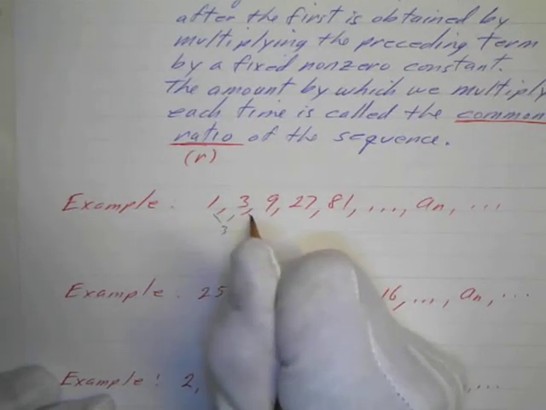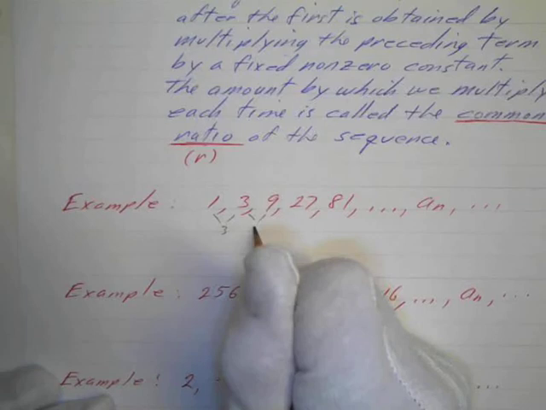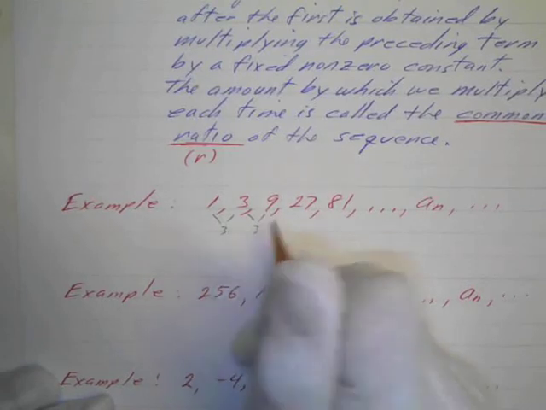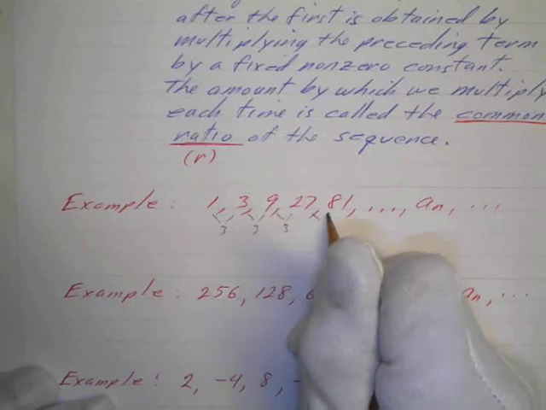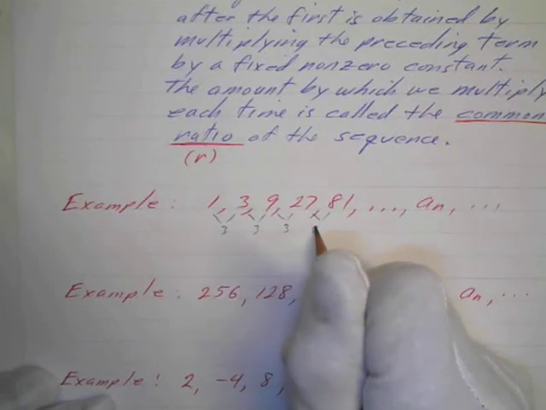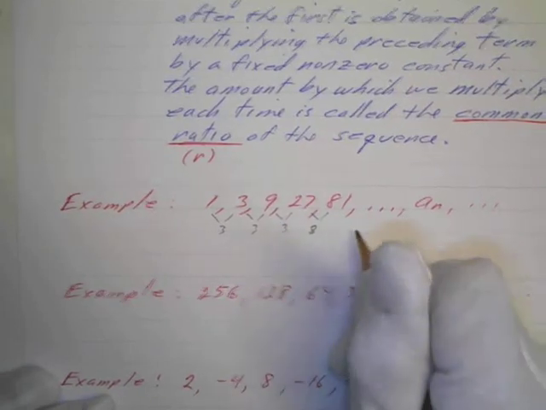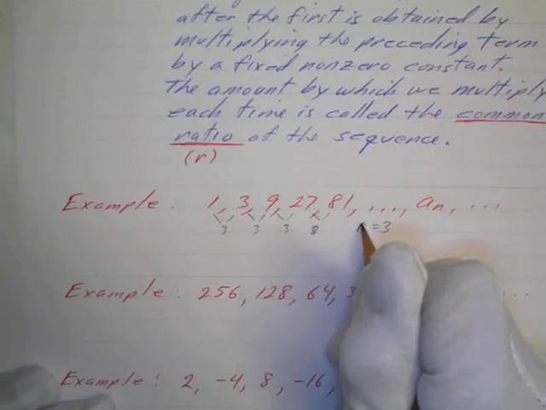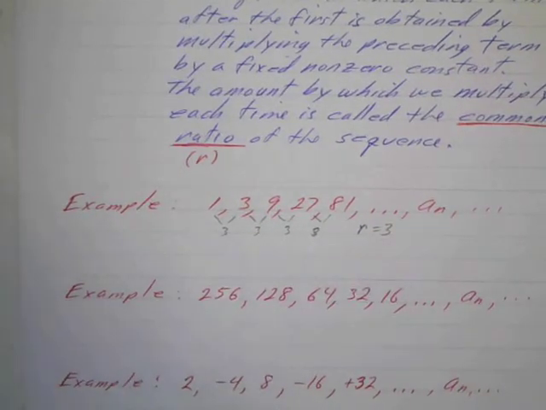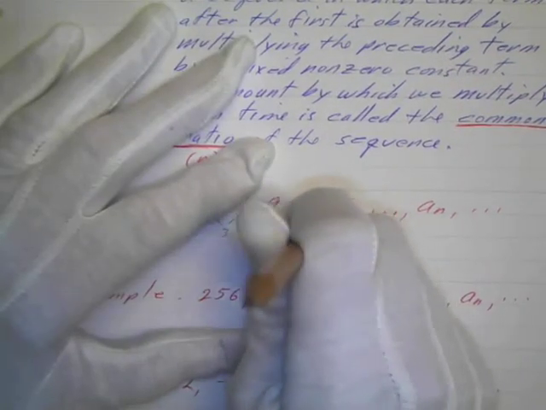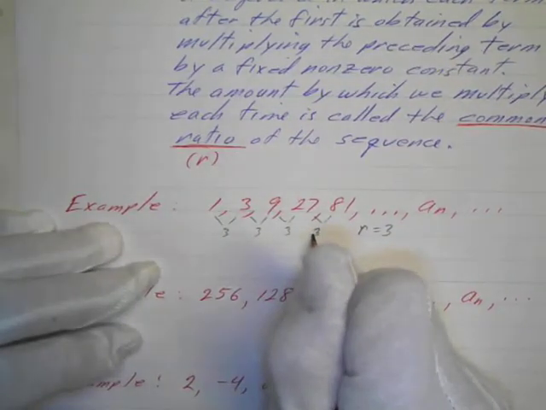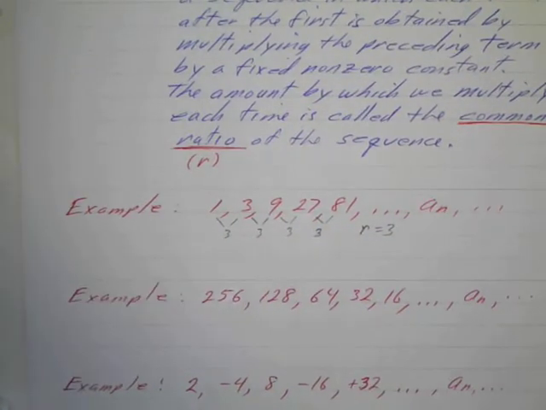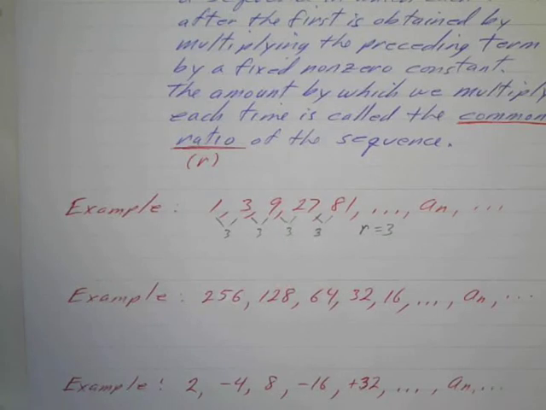3 times 1 is 3. 3 times 3 is 9. 3 times 9 is 27. And 3 times 27 is 81. So it looks like R would equal 3. So we have a geometric sequence. Each time we're multiplying by 3. That's all. Remember, in an arithmetic sequence we add, we have a common difference. In a geometric sequence we multiply, we have a common ratio.